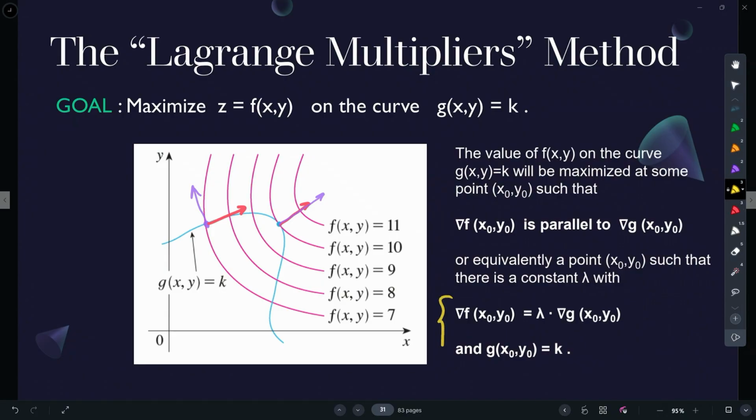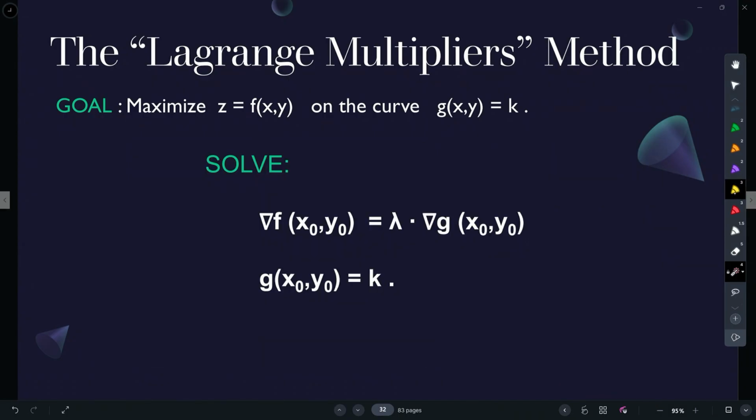We have to find at what points the normal vector to the curve g and the normal vector to the level curves of f are parallel, given the constraint that they still have to be points on the curve given by g = k. Again, this is the method.